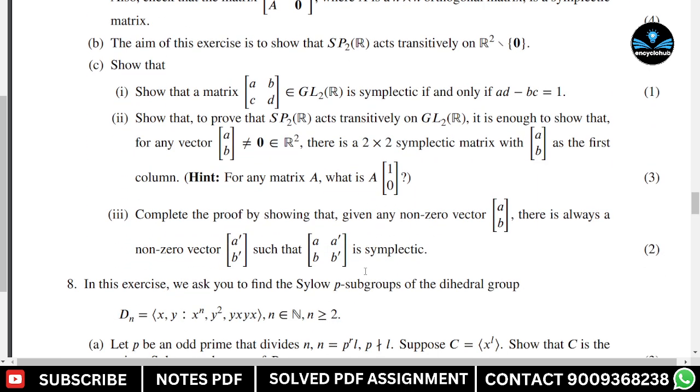Third one is: complete the proof by showing that given any non-zero vector, there is always a non-zero vector such that the matrix is symplectic.